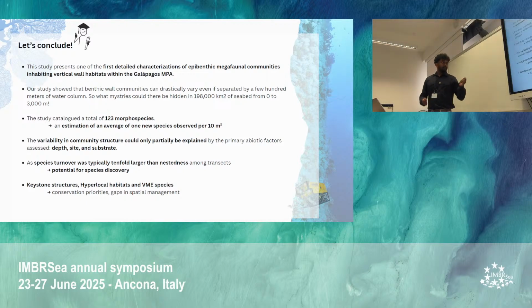And the level of diversity was remarkable, with 123 morphospecies. Estimation-wise, this is an average of one new species observed for every 10 square meters, which is remarkable. Also, variability in the community structure could only be partially explained by site depth and by the primary abiotic factors that I used for this study.